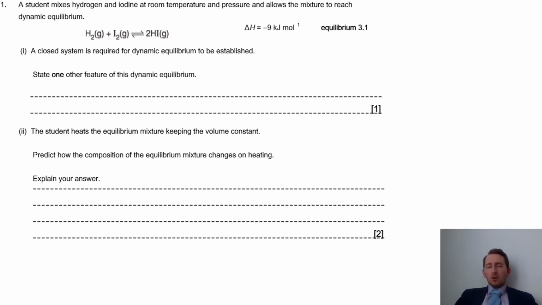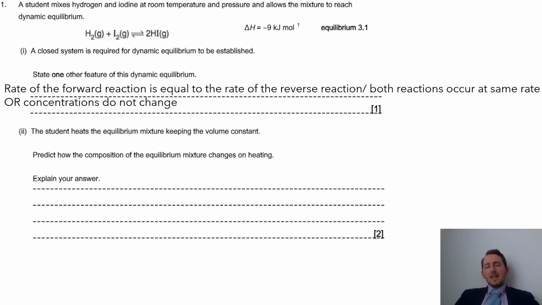The other ones we're looking for are that your forward reaction is equal to the reverse reaction, or you're saying they both occur at the same rate, and the concentration of your reactants and products does not change. They'll be consistent because it's a closed system, so you're not adding or taking anything away. Once dynamic equilibrium is set up, it's all running smoothly. Any of those two will be absolutely fine.